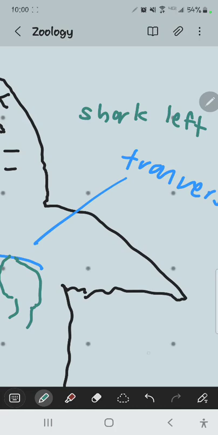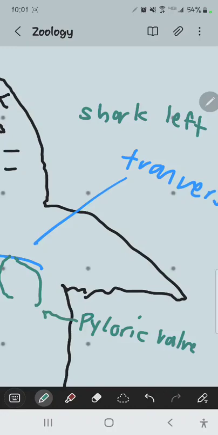The pyloric valve is basically a sphincter valve that keeps food in the stomach while hydrochloric acid is breaking it down. And then it lets the food slowly transfer into the intestinal zone. And the transition into the intestine is this structure here called the duodenum.